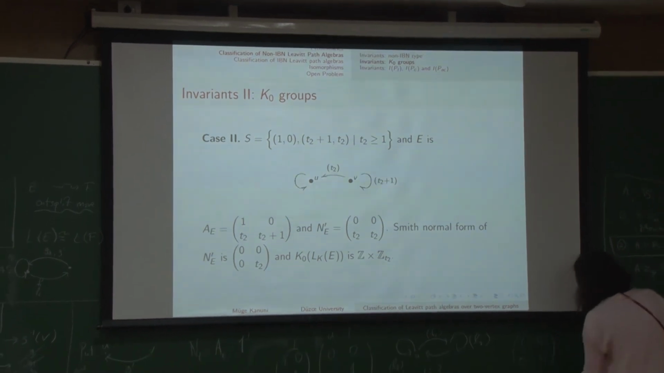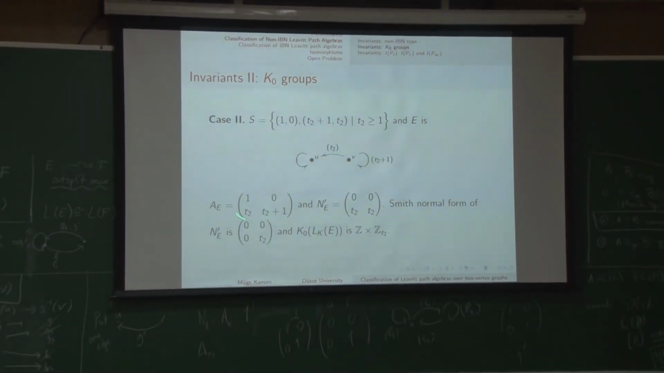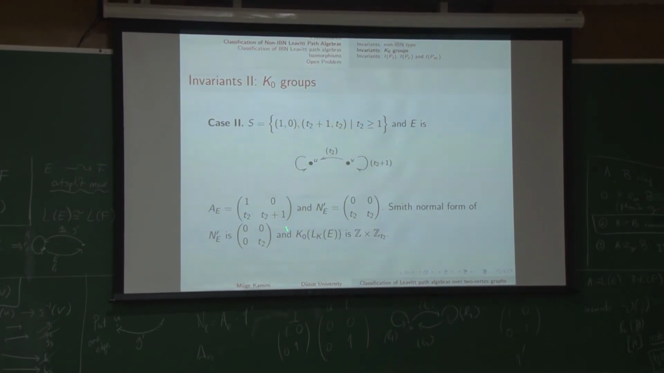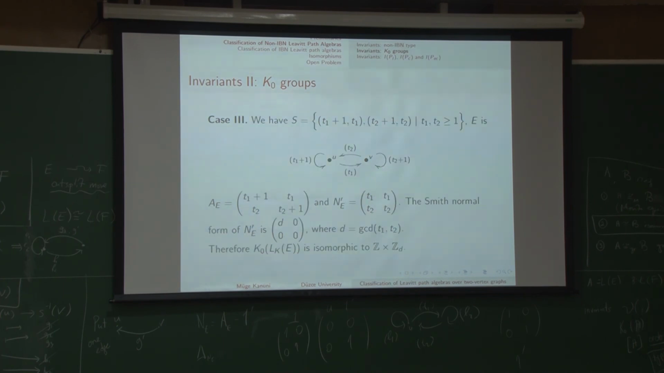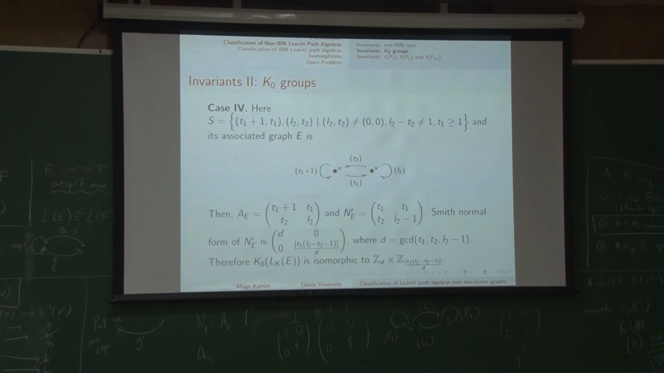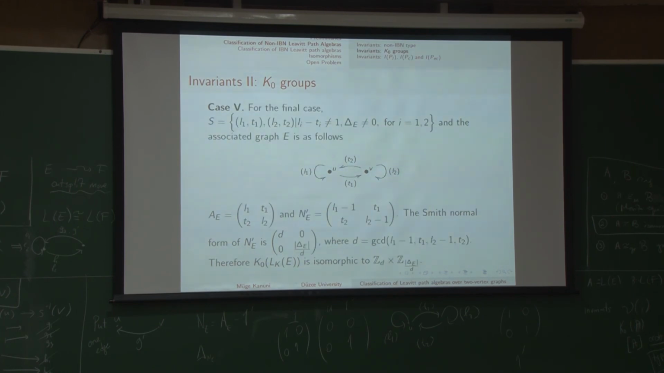So this is 1 prime in this case. So I subtract 1 from here and 1 from here, so I get this as an prime E. The Smith normal form turns out to be this, so you get the case here. You compute it for every other 5 cases, and in each of them you get the corresponding K0 terms.